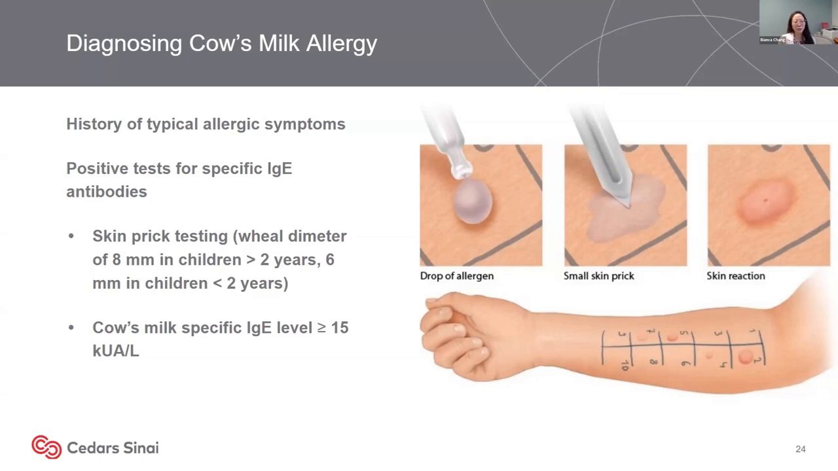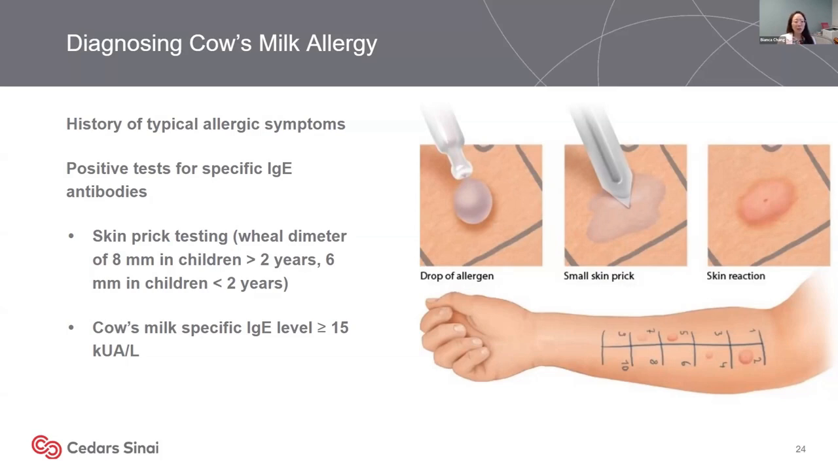If we have unexplained allergic symptoms, they give you a drop of allergen, give you a small skin prick, and then they look at the skin reaction. What we're looking for is a wheal. A wheal means a raised sort of red bump wherever the skin prick was. For children who are over 2 years of age, we're looking for a wheal that's 8 millimeters or larger. In children less than 2 years of age, that cutoff is 6 millimeters.